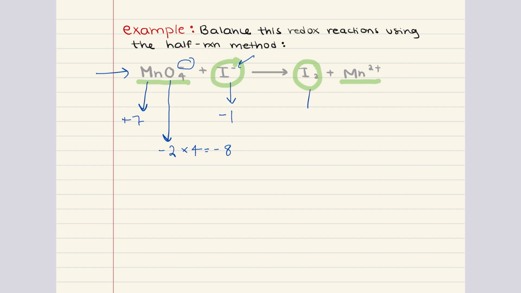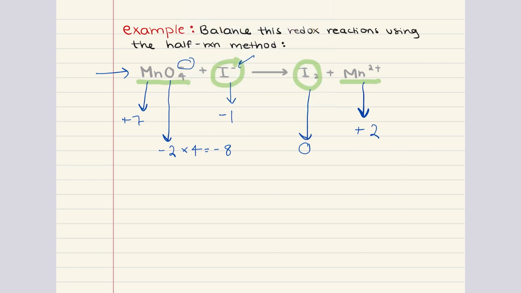Next up, we have molecular iodine. The oxidation number here is going to be 0. Remember, the oxidation number of a free element is 0, always. Last, we have our manganese 2 ion. Again, this is a monatomic ion, so the oxidation number is equal to the charge of the ion, which in this case is going to be +2.